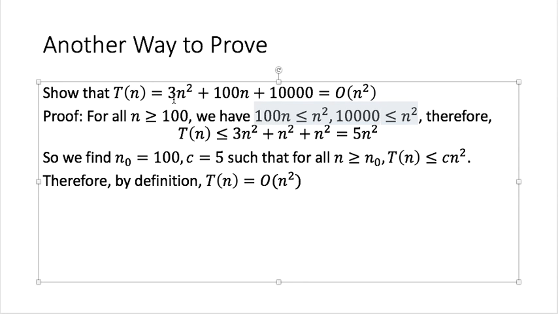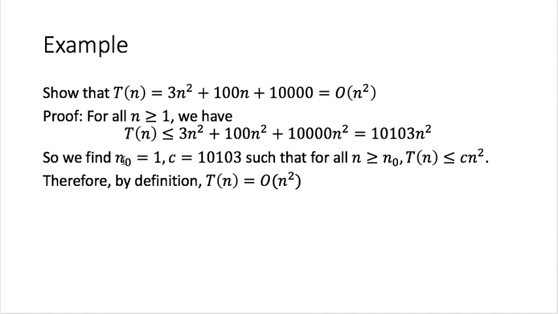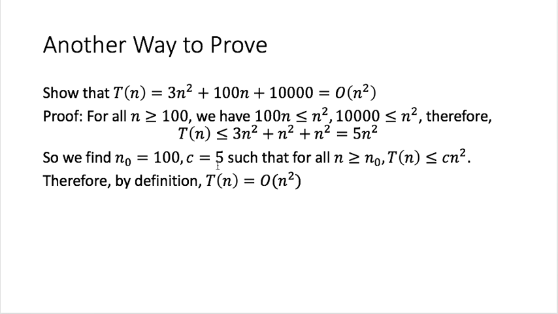So notice for the same problem, we used two different ways to prove this polynomial is big O of n squared. But in these two different ways, we have two different n0 and c. You might be able to guess that if n0 is smaller, then c should be larger, right? Yeah, that's technically true.